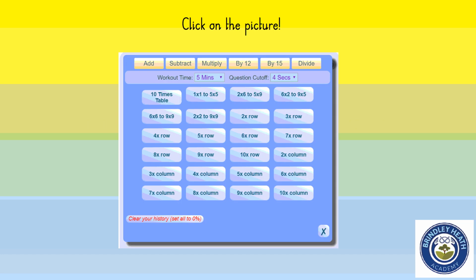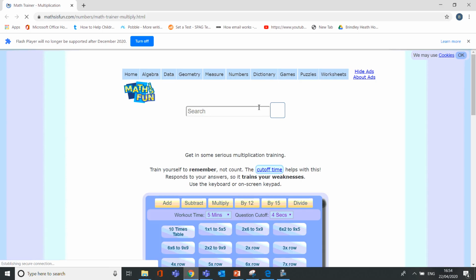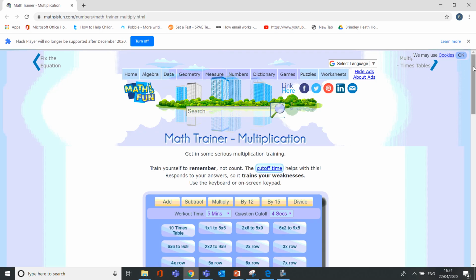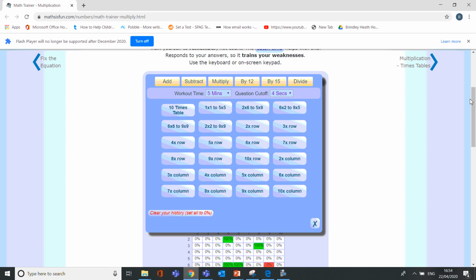First of all, I have got another website for you to have a little look at. What you're going to do is click on the link when you've got the PowerPoint, and follow it. It looks something like this. You can choose how long you're going to do the practice for, and you can choose the question cutoff as well, which I think is automatically set to 4 seconds. That means it will give you 4 seconds to actually answer the question. So you choose what delay you want.